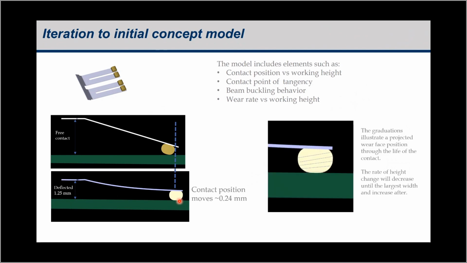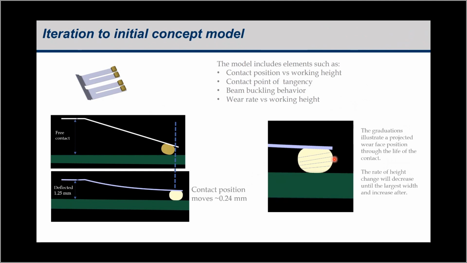And then as we look at wear, if you have a high wear system, which some systems are very high wear, as you wear through the contact, see these gradations represent the contact height changing as you wear through it, right? The wear face and the angle that the contact is relative to the substrate is going to change.